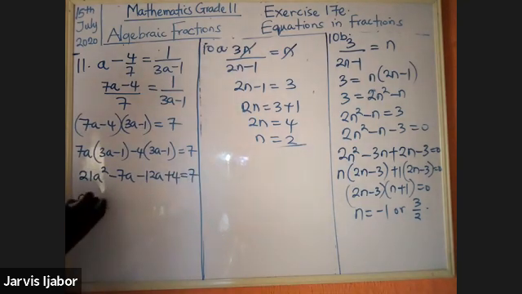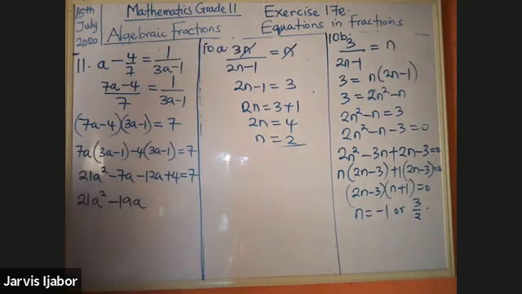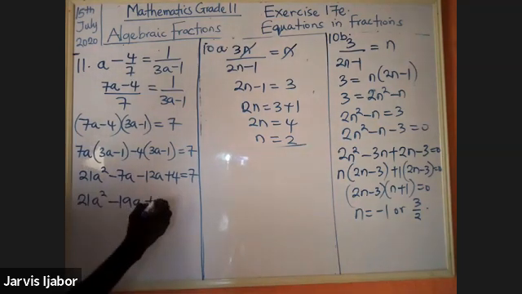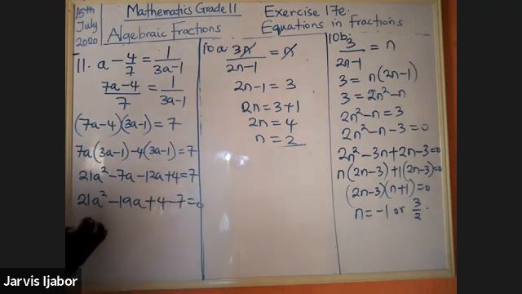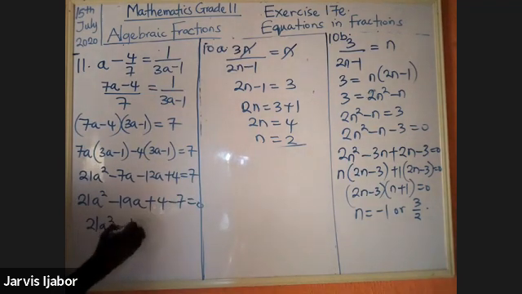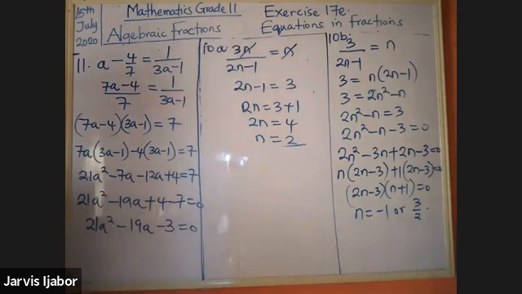After that, this will be 21A squared minus 19A plus 4 minus 7 equal to 0. This will be 21A squared minus 19A minus 3 equal to 0. Now, take note of something. This times this will give me 63. And if I play with this, would that be 90?